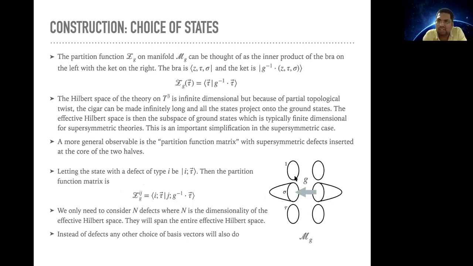But yes, more generally speaking, where you don't have this partial twist, in the case of non-supersymmetric theories for example, you would have to look at all the states here, which in the wave functional language would mean that you would have to consider all possible boundary conditions, not just the one that preserves supersymmetry.